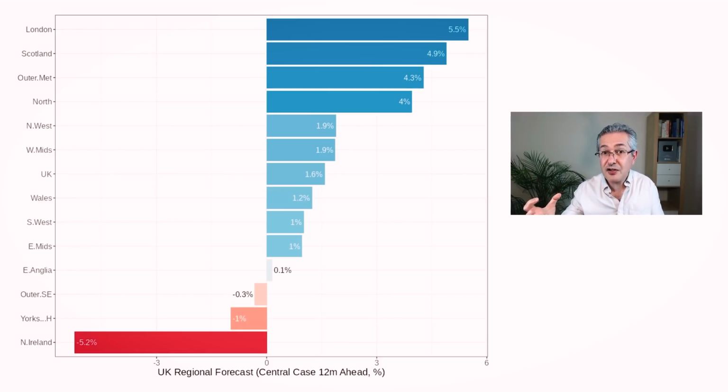So that combination, if we assume the central case, is actually very positive for London, but also for Scotland, the outer metropolitan region, and the north. The region which is the worst by a long way is Northern Ireland. And the reason behind that is that the price to income ratio there tends not to trend upwards, although it has recently. So the model's assuming it's going to revert to trend very rapidly. But with all these forecasts, remember the error bars are absolutely huge. So I wouldn't put too much faith into any of these numbers at all.